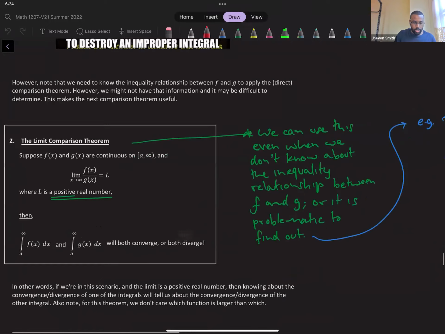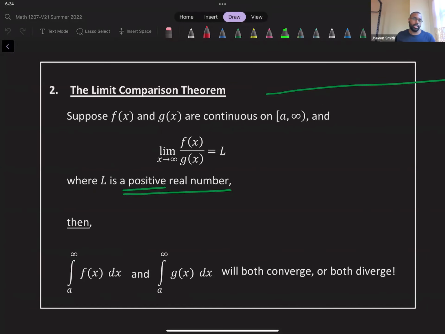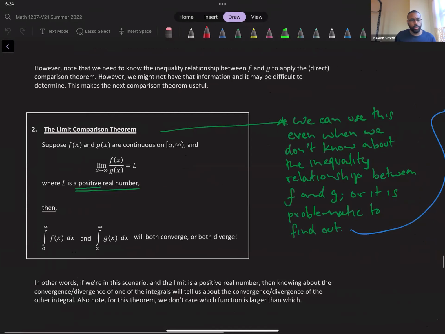We also have what's called the limit comparison test. And for this one, you don't need to know who's bigger or who's smaller or any of that. It turns out if you take the limit of their ratio and you get a positive real number, then both integrals will do the same thing. So if you know for a fact that one converges, you can know that the other one will also converge. And if one diverges, you know that the other one also diverges. So those were the two comparison tests. And these allow us to talk about convergence or divergence without actually doing the work of computing the integral.